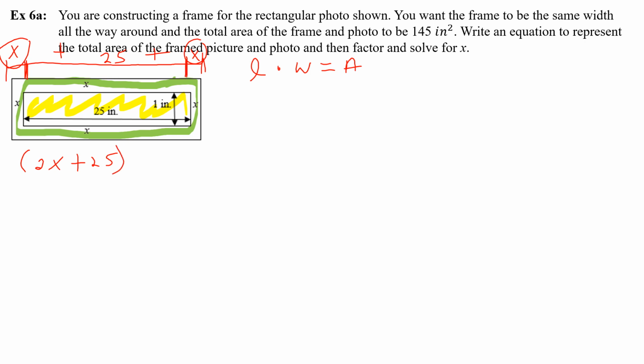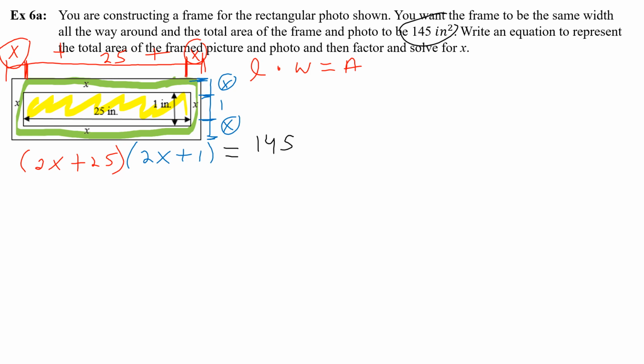Now we need to find the width. We know that this right here is the width, and from here to here is x. From here to here is x, and thanks to the picture, we know that this is 1. So x plus x is going to give us 2x plus the width of the picture, which is 1. And that's area. We know area, we want it to be 145. Okay, we're going to ignore the measurement of inches squared right now. So we have an equation. Now we need to factor and solve for x. It almost seems like you can just at this point say 2x plus 25 equals 145 and 2x plus 1 equals 145, but they need to be set equal to 0.